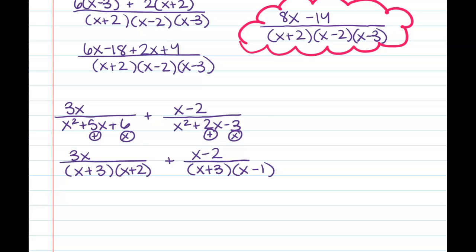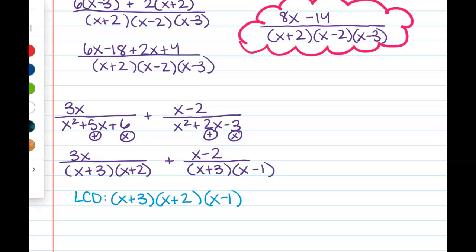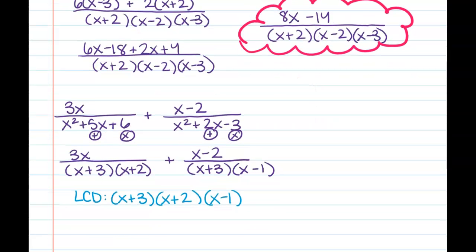So then our LCD, least common denominator, is x plus 3. You know what, I'm going to write it down below just to be consistent. LCD: x plus 3, x plus 2, x minus 1. Okay? And so then for the first fraction, we have x plus 3 and x plus 2. We're missing x minus 1, so I'll multiply by that on top and bottom.